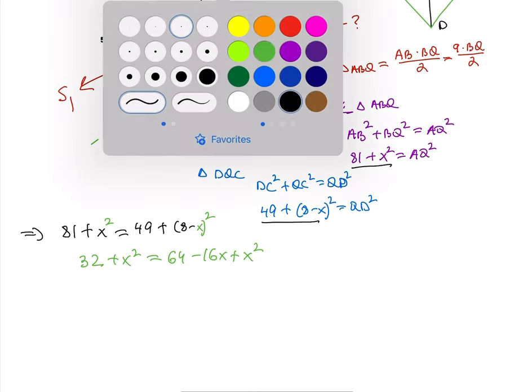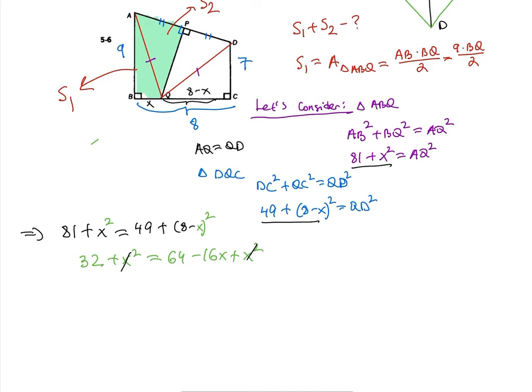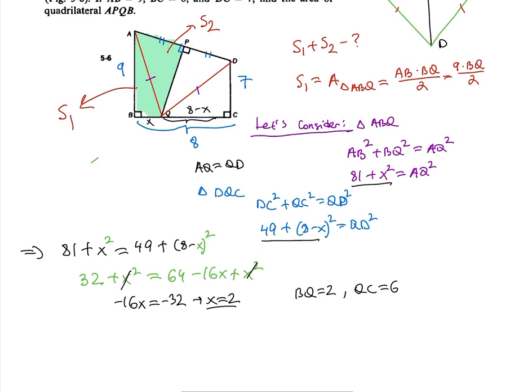Or this is just x square and x square will cancel each other. It would be minus 16x is equal to minus 32. It means that x is 2. So now we know x. It means that my BQ is 2 and QC is 6. Cool. I know BQ, so I will substitute it here.